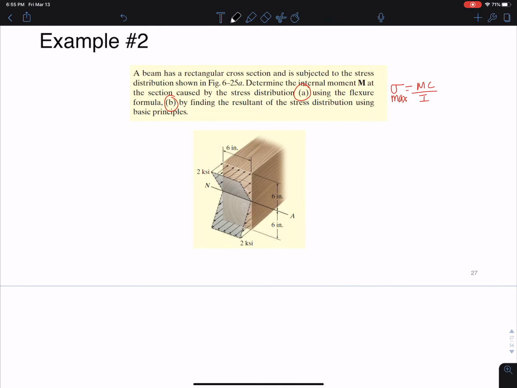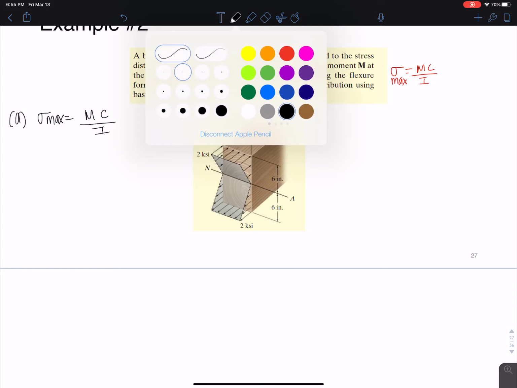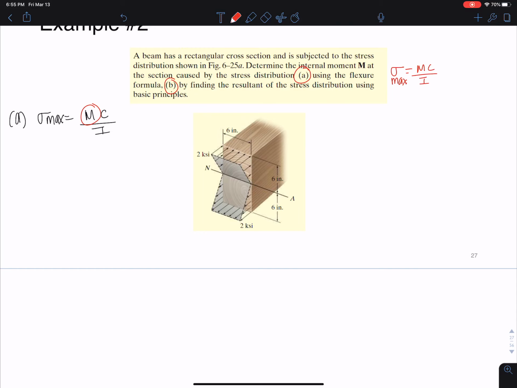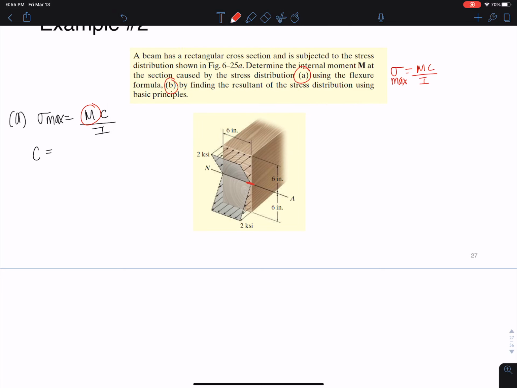Okay, so first part A here, sigma max equals internal moment times c over I. We're looking to find internal moment. That's our unknown. So all we have to really do is define sigma max, c, and I. So c here, whenever the formula is in this form, not My over I, c is just the max distance from the neutral axis to the most outer surface, and that's 6 inches. And our sigma max is the value of sigma at that point.